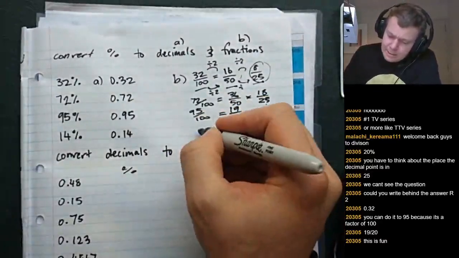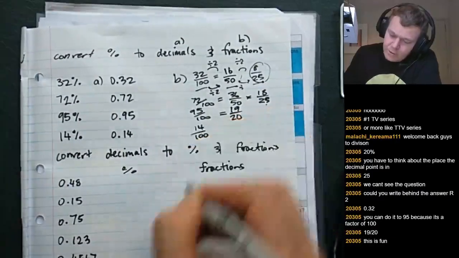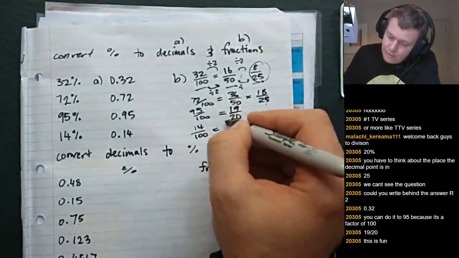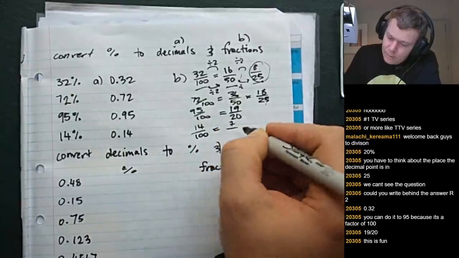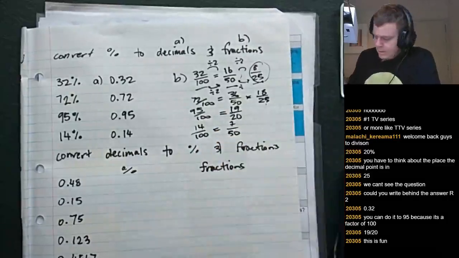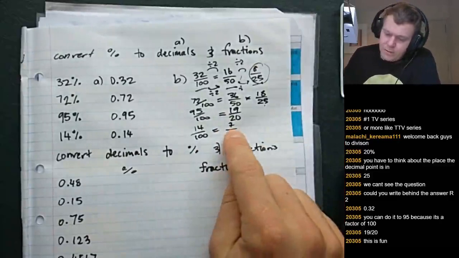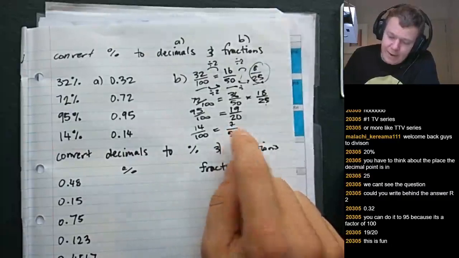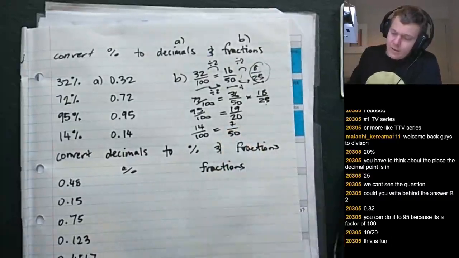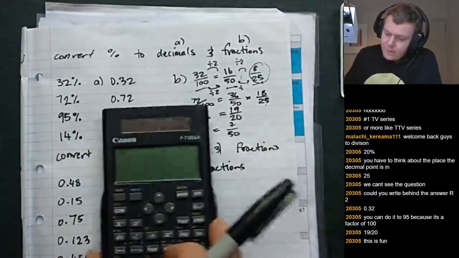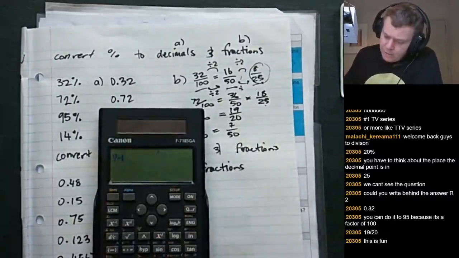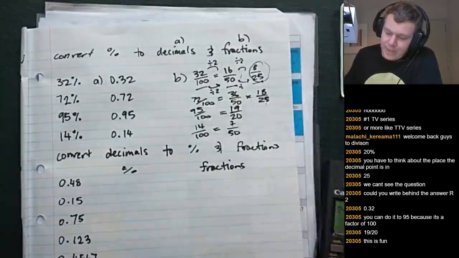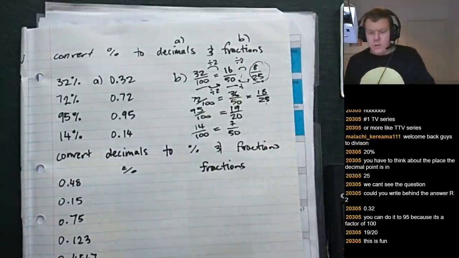Alright, last one. 14% is the same as 14 out of 100. 14 and 100 are both even numbers, so we can divide the top by 2 is 7, and the bottom by 2 is 50. 7 is a prime number, so it doesn't divide by anything but 7, and 50 isn't going to divide by 7, so that's as far as our fraction gets. And also you can see that 7 divided by 50 is 0.14 as a decimal.